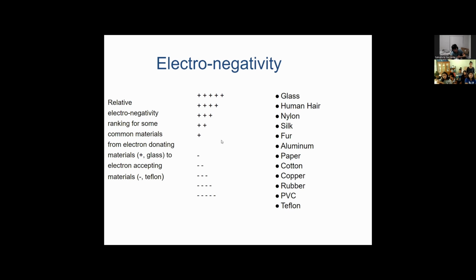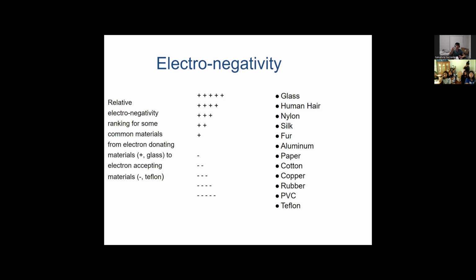Let's read this right here and see what it says. Relative electronegativity ranking. This is the relative electronegativity ranking for some common materials, from electron donating materials to electron accepting materials. This is not so much explaining their charge, but whether a material donates electrons or accepts electrons, which is important.